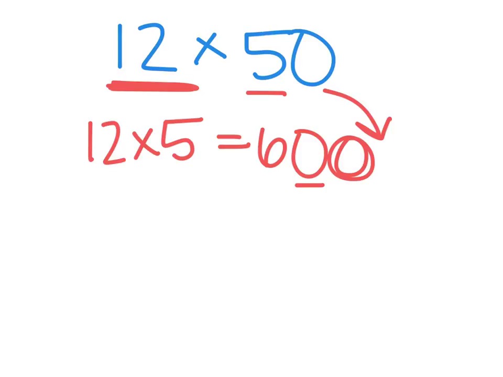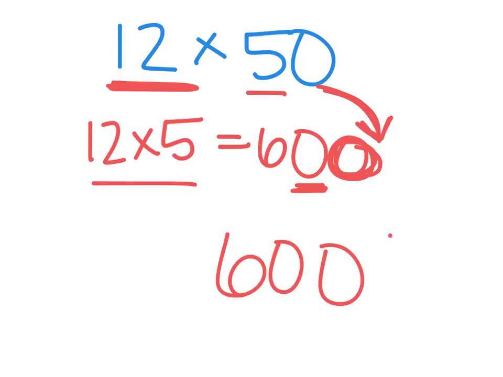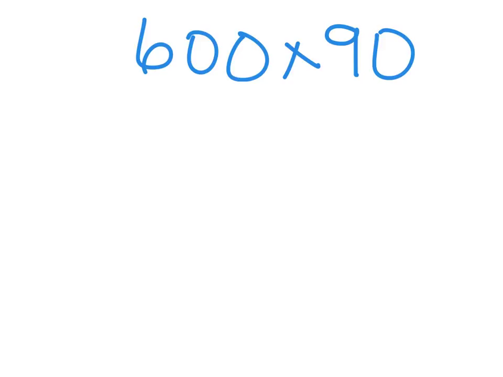Sometimes people get confused and think there's already a 0 at the end, so I don't need a 0 at the end. This 0 here is because of 12 times 5. This 0 here is because of the 0 in 50, so make sure that you have both zeros. Your final answer to this one is 600.